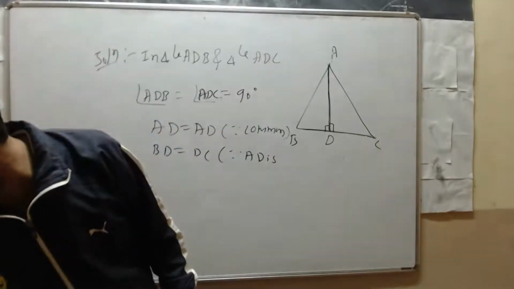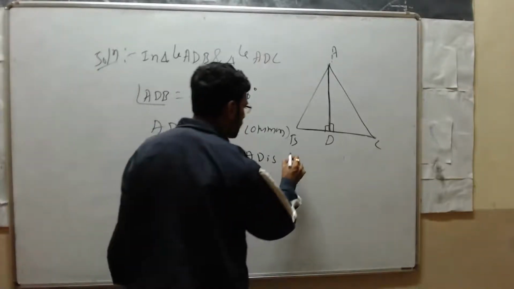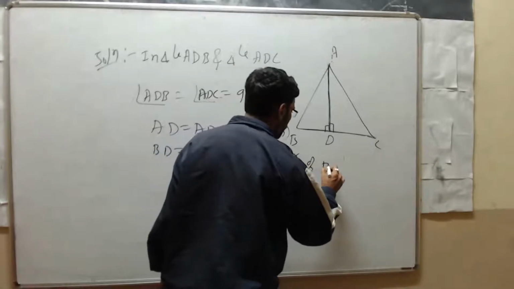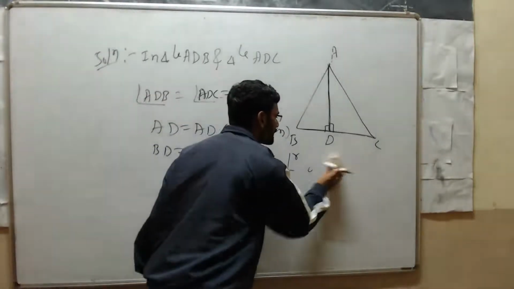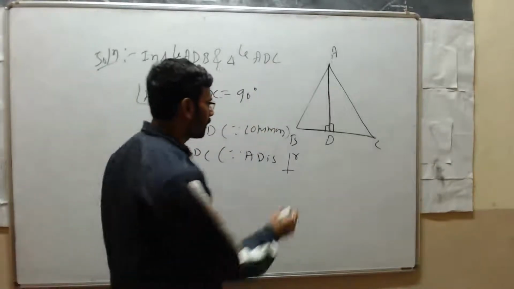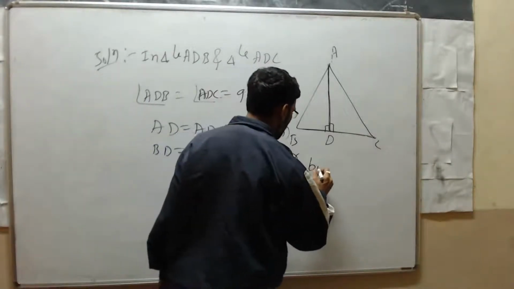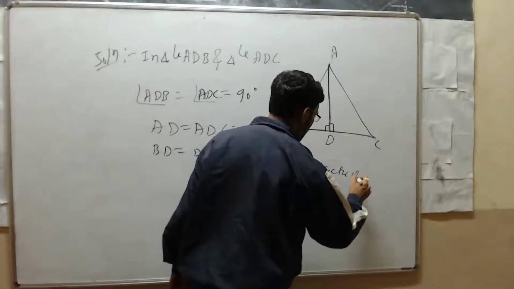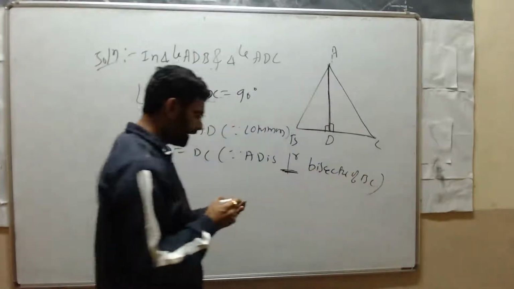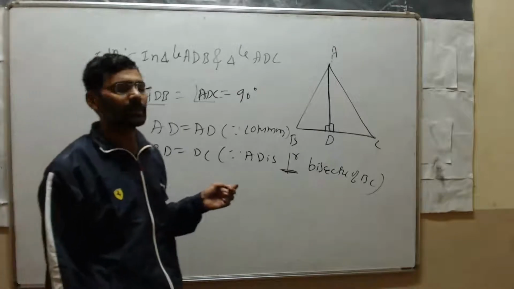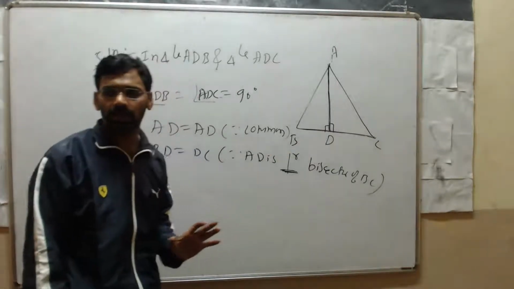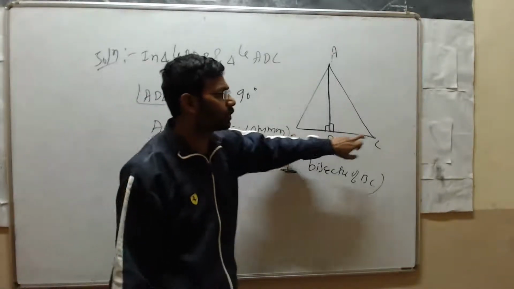AD is the perpendicular bisector of BC. What does AD do? It divides BC into two equal parts. So BD equal to what? DC.